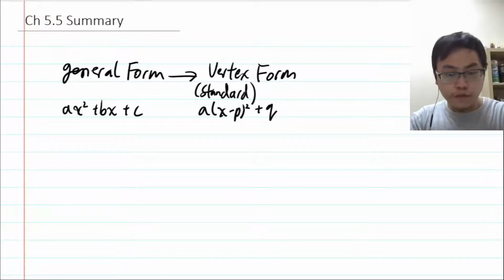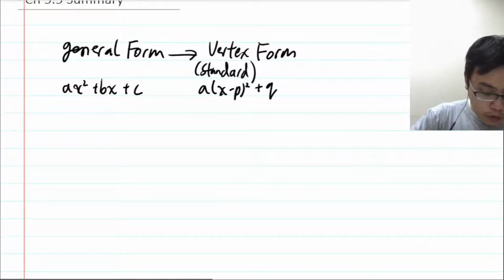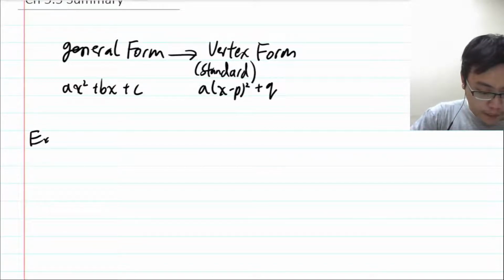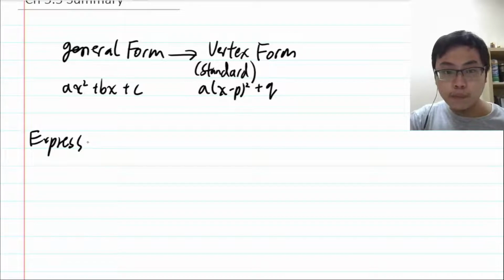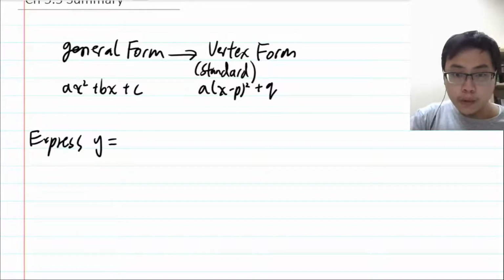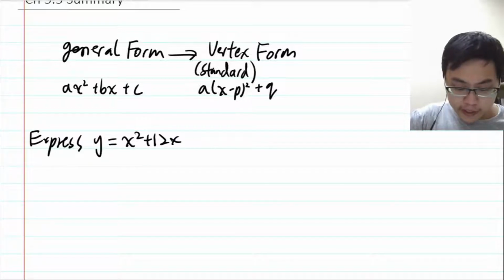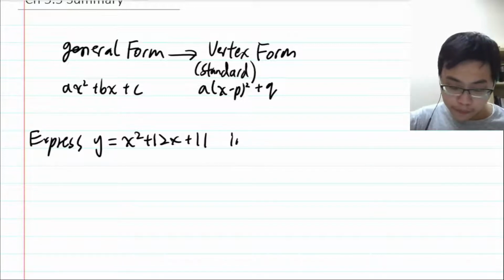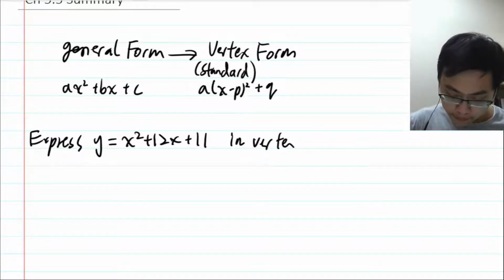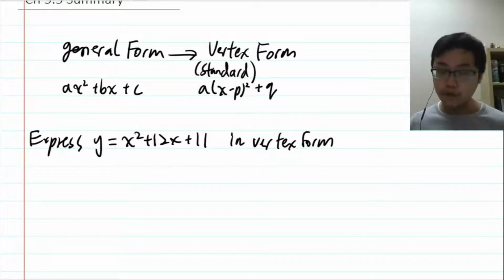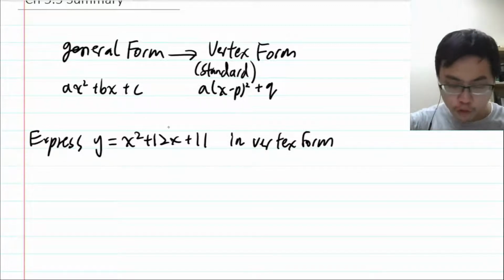So first example, we want to convert or express y equals x squared plus 12x plus, I'll just make up a number, 11 in vertex form or standard form. Okay, so this is in general form so far.